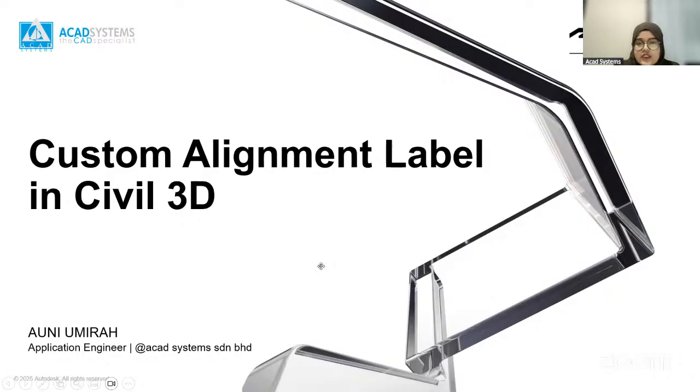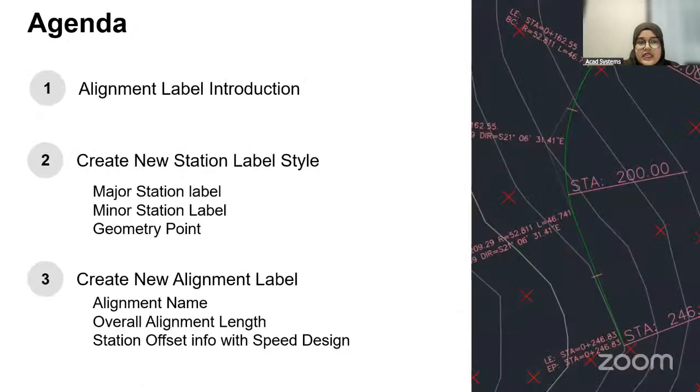Here is the agenda for today's lesson. First, I'm going to introduce what the alignment label is, and then we're going to go through the station label, which covers the major station label, minor station label, and also geometry point. Next, we're going to create the alignment label, which will cover how to label the alignment name, overall alignment length, and also the station offset with the speed design info. So this is the agenda today.